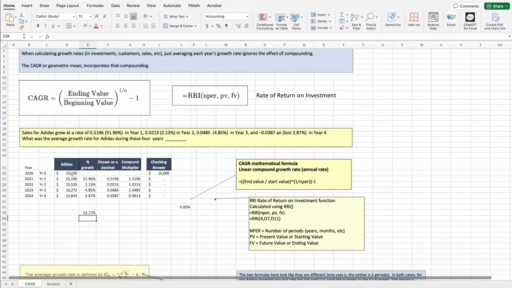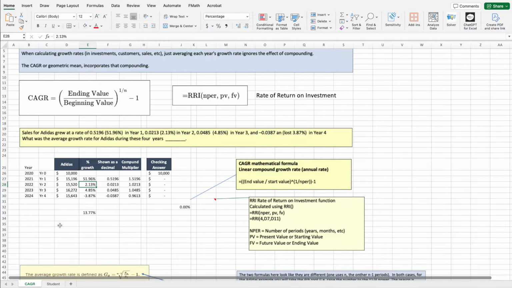And we can see here that this was the actual return. So this is not the correct year. This assignment's been modified a little bit for academic integrity from previous years' assignments, so these are just assumption years. Using the year 2020, which is year zero, let's say we made a $10,000 investment into Adidas, and then next year our $10,000 grew to $15,196 for a 51% return.